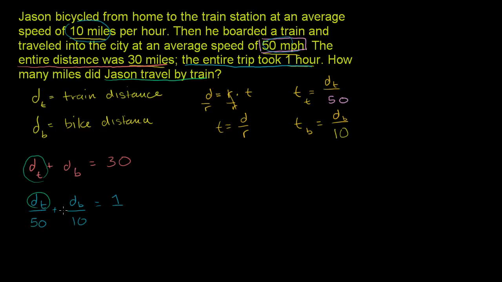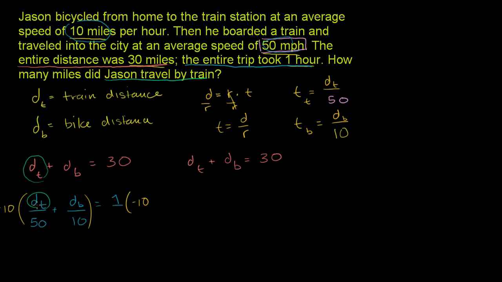Now, the easiest way I can think of doing that is, this one is pretty simple already. Let me just rewrite it to the right here. The distance by train plus the distance by bicycle is equal to 30. And I want to cancel out the distance by bicycle. So if I could make this into just a negative distance by bicycle, then I'm all set, and if I add the two equations, they'll cancel out. The easiest way is to multiply both sides of this equation by negative 10. You multiply negative 10 times this, the 10's cancel out, and this just becomes a negative distance by bicycle.